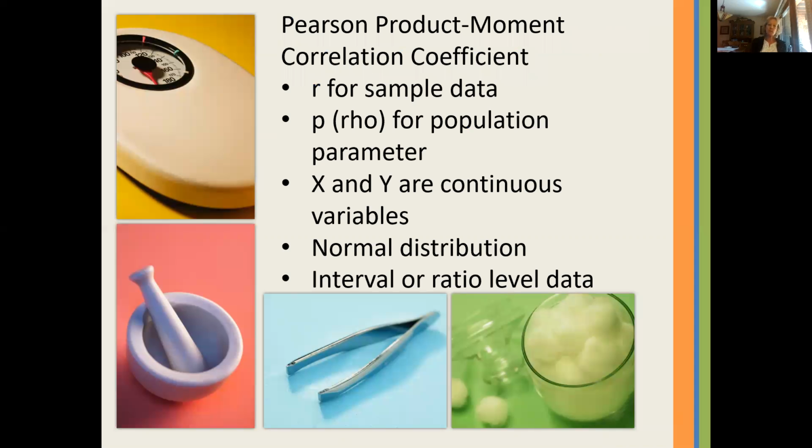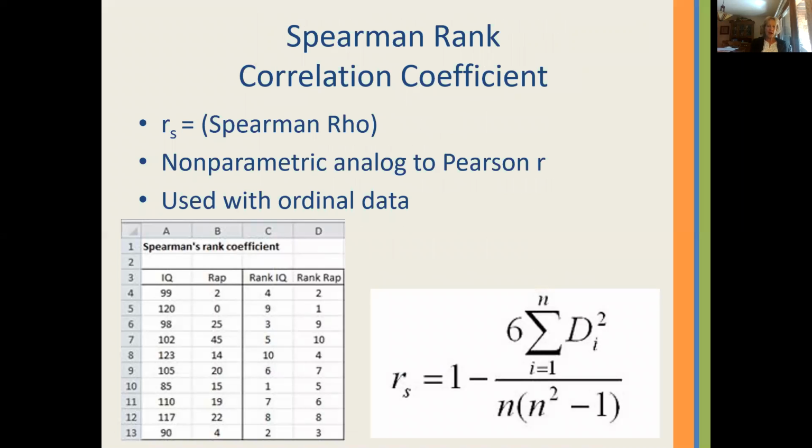So now let's talk about the Pearson product moment correlation coefficient. It's the R for sample data and the rho for population data. And it only can be used when X and Y are continuous variables and there's normal distribution of those variables, and it has to be interval or ratio level data. You can use the Spearman rank correlation coefficient, which is abbreviated as R subscript S, and that stands for the Spearman rho. And it's the non-parametric analog to Pearson's R, and it can be used with ordinal data.